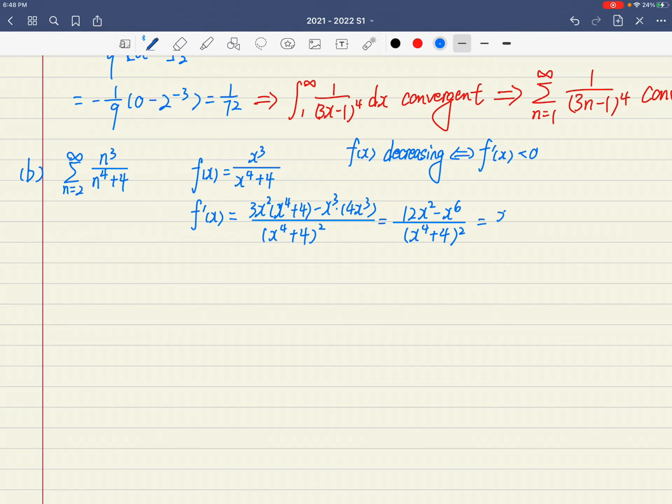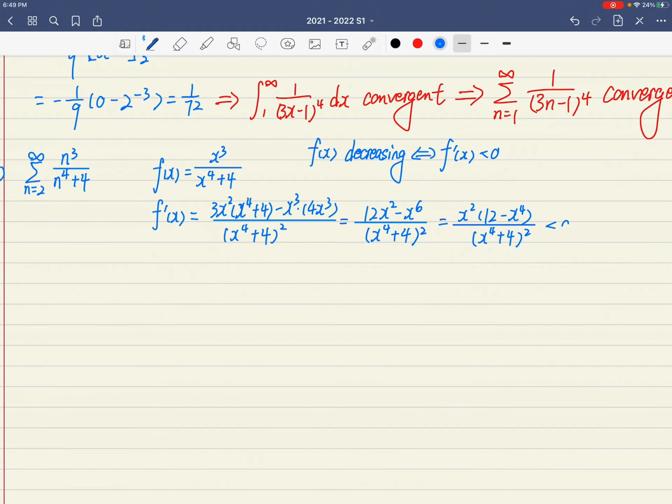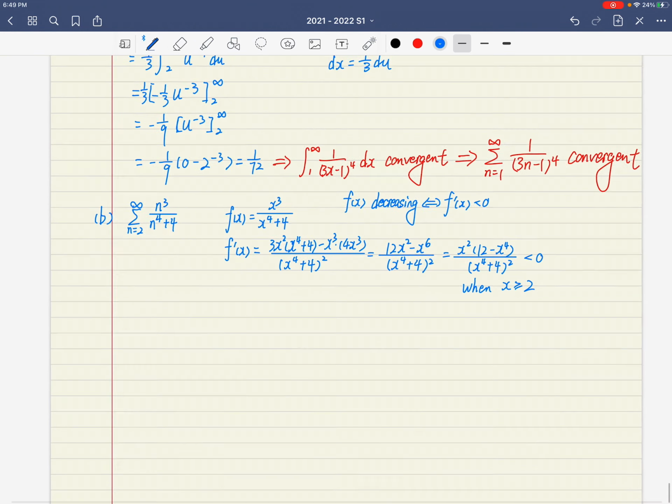So it's actually x squared, right? 12 minus x to the power 4 over this positive value. So now you can see this is positive, right? This is always positive when x is greater than 1. So for this part, when x is 1, 12 minus 1 is still positive. When x is 2, 12 minus 2 to the power 4 is already negative, right? And when x is larger and larger, this is always negative. So you can say this is smaller than 0 when x is greater or equal to 2.